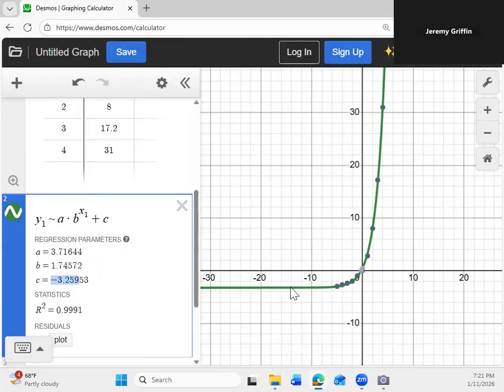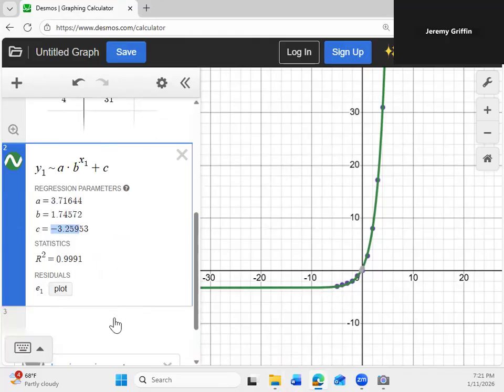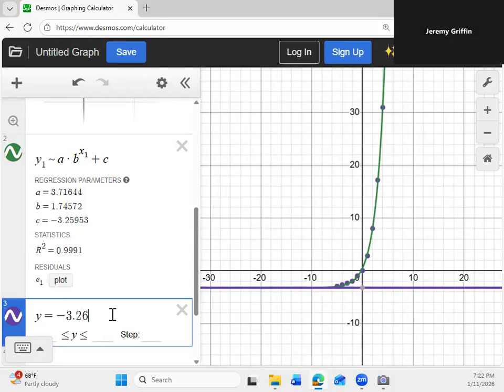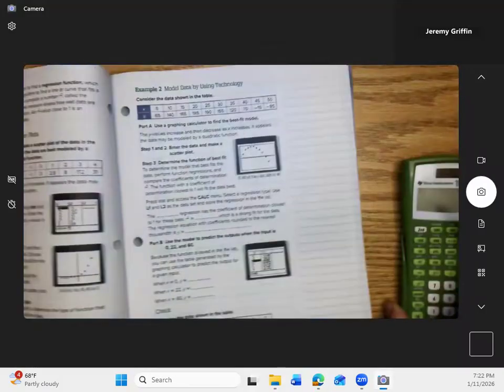So if I wrote y equals, let me go ahead and do that. Can I make another equation? So y equals negative 3.26. This should represent the horizontal asymptote. Yeah, it sure does. That blue line represents the horizontal asymptote of that green curve. All right. So one down. Got that one. All right, next one.